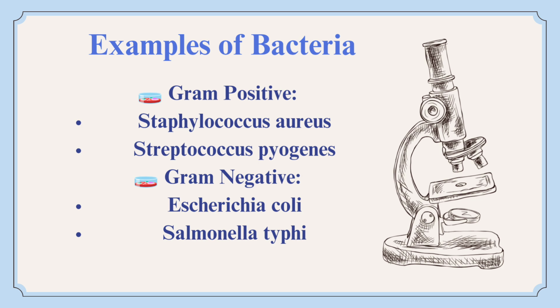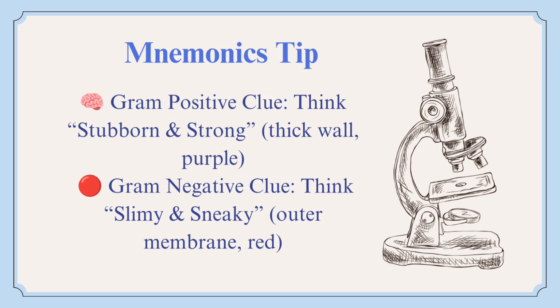Examples help memory. Staphylococcus and Streptococcus are gram-positive. E. coli and Salmonella are gram-negative. Use these visual cues to remember. Gram-positives are strong and stain purple. Gram-negatives are slimy and dangerous.